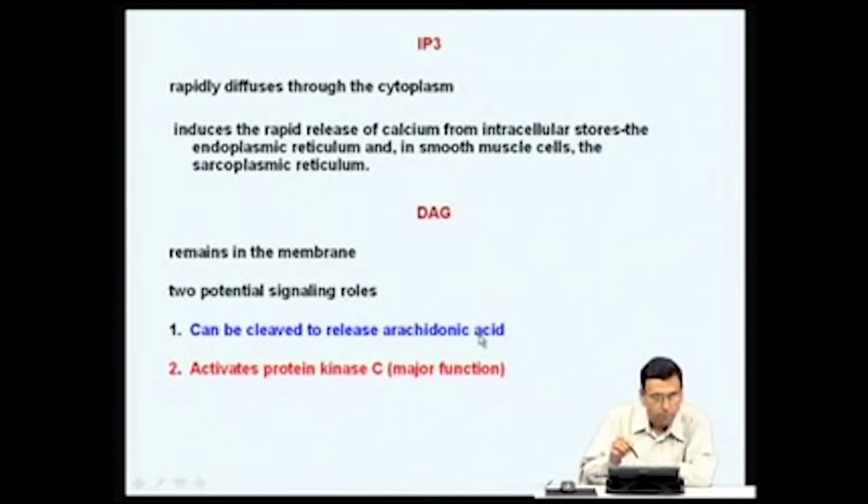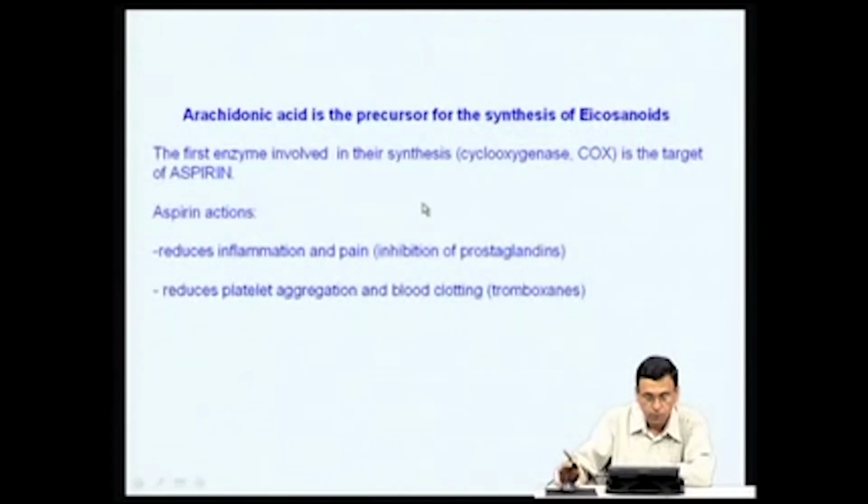But I am going to spend 1 minute to introduce the importance of arachidonic acid, which is another very important effector molecule synthesized from diacylglycerol. So, do not be under the impression that diacylglycerol is primarily involved in the activation of protein kinase C. Diacylglycerol is also converted to arachidonic acid, which is the precursor for the synthesis of a number of molecules called eicosanoids. Now, what are these eicosanoids? Eicosanoids are involved in a number of physiological processes, and the first enzyme involved in their synthesis, namely cyclooxygenase, is the target of aspirin.